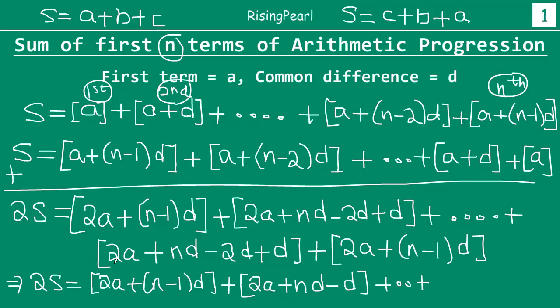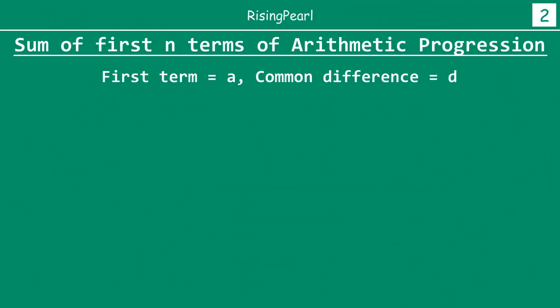Plus, let's try to see what comes out of this. So this will be again 2a plus nd, and then minus 2d plus d again is minus d, right? And then we still have the last term, and this is really 2a plus n minus 1 times d, which is same as this. So let's just write it, whatever little space we have, which is 2a plus within bracket n minus 1 times d. So obviously we need more space. So let's give ourselves more space here.